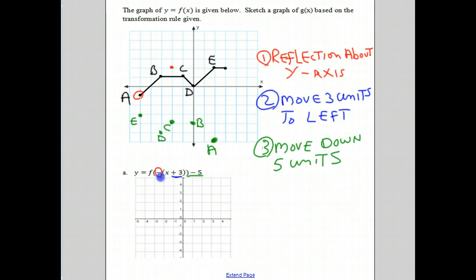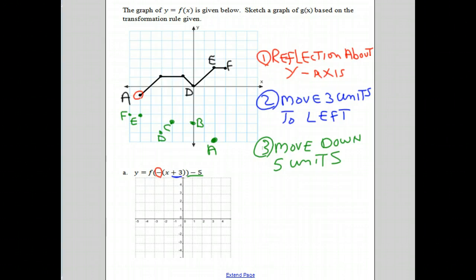And finally, our last one is point F. And point F, we reflect about the y-axis. So it was at point 3, 2. So now we'll be at negative 3, 2. Moves 3 units to the left. So 1, 2, 3, it moves to there, at negative 6, 2. And finally, it moves down 5 units. 1, 2, 3, 4, 5. And that is point F. Let's erase the intermediate points. And we are done. I erased point B by accident.